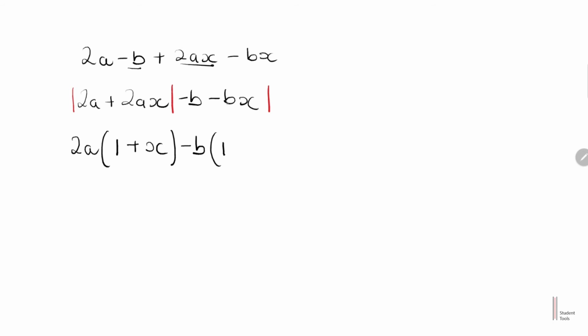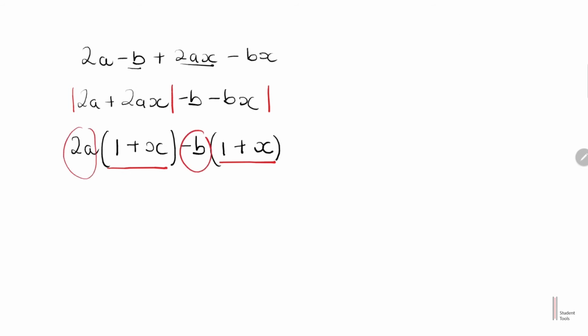And then to get minus bx, we have to multiply minus b with a plus x. So we close the bracket. So now we have something like this. Please do note that we have 1 plus x over here and 1 plus x over here. And we have the terms that we have factored out here.